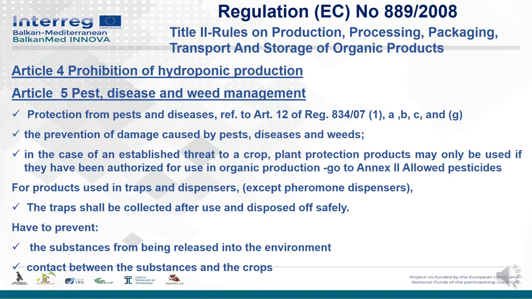Article 4, prohibition of hydroponic production. According to this article, hydroponic production is not considered and cannot be certified as an organic production method. Article 5, pest, disease and weed management. The protection from pests and diseases here refers to Article 12, again, of Regulation 834 of 2007, paragraph 1, points A, B, C, and G.